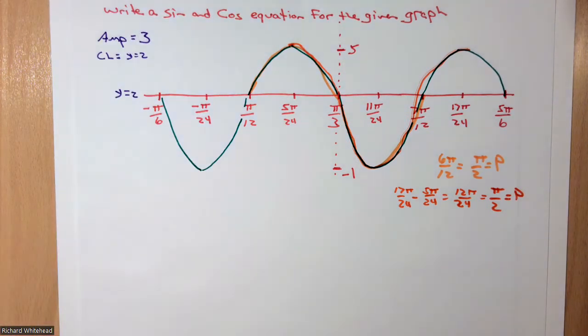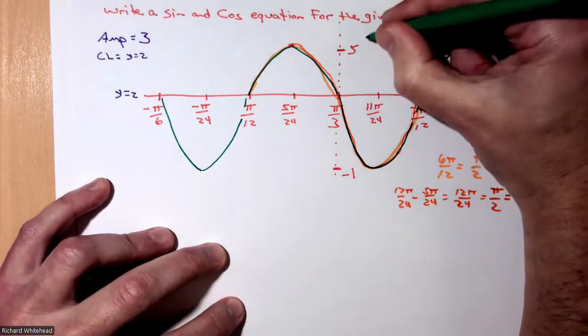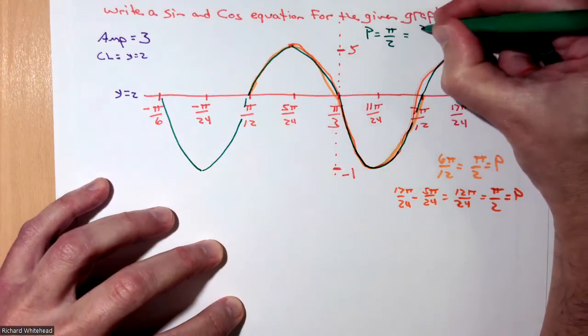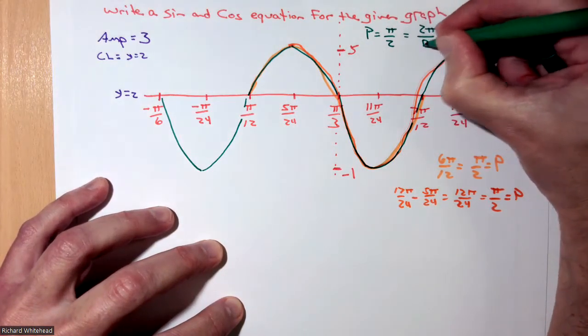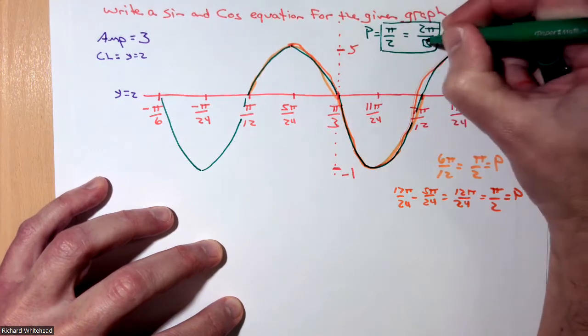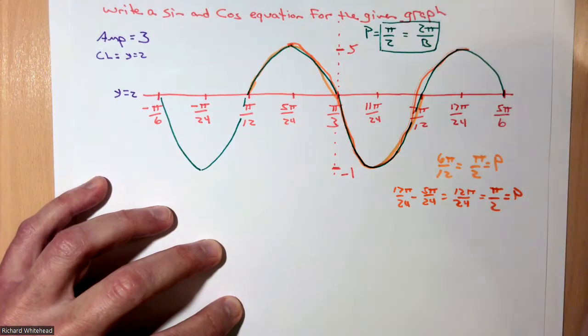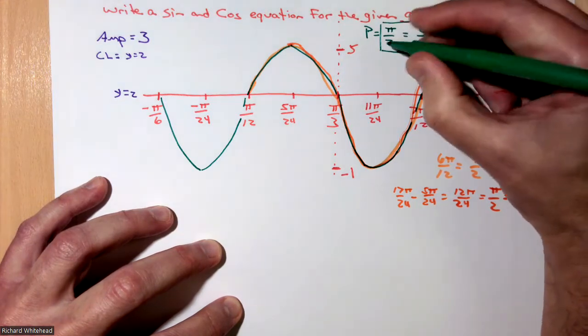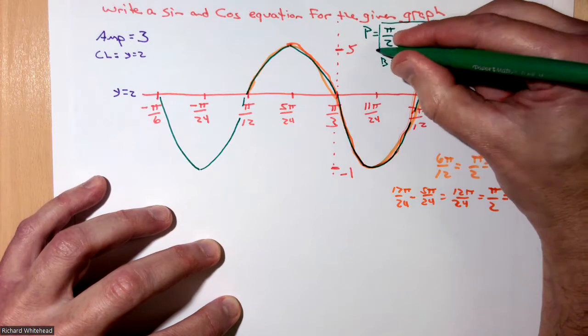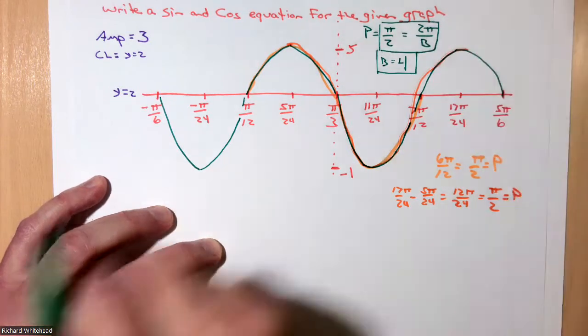So if the period's pi over 2, and we know the period is 2 pi over b, what do we end up with here? What's b? Let me see. We get b is equal to 4. So there you go, b is equal to 4.